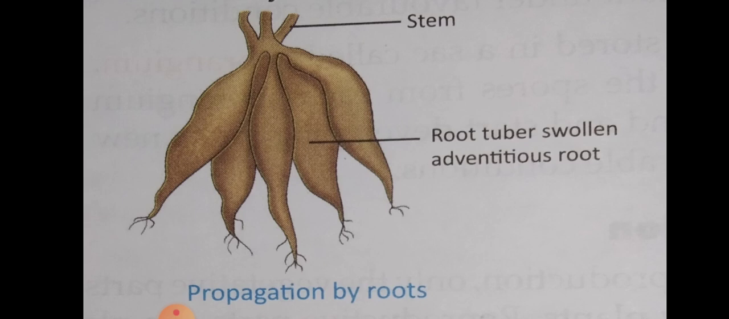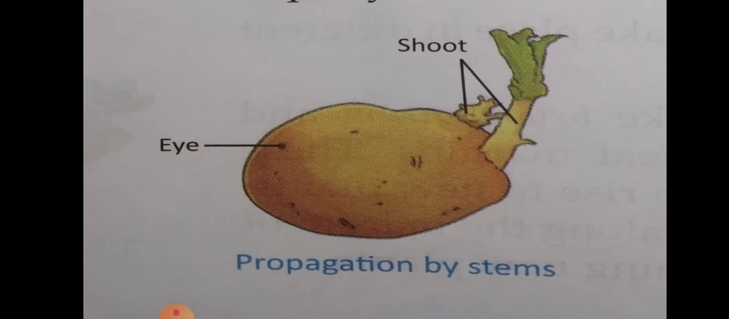So we saw propagation by leaves. Now, let us see propagation by roots. Roots also help in vegetative propagation. For example, you can take sweet potato and dahlia, which give rise to a new plant from their fleshy roots. In the picture, you can see the root tubers and adventitious roots. Next, propagation by stems.